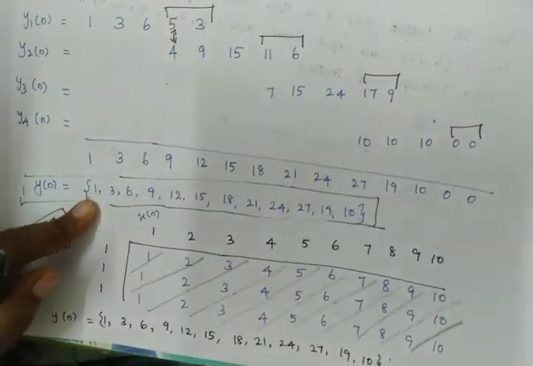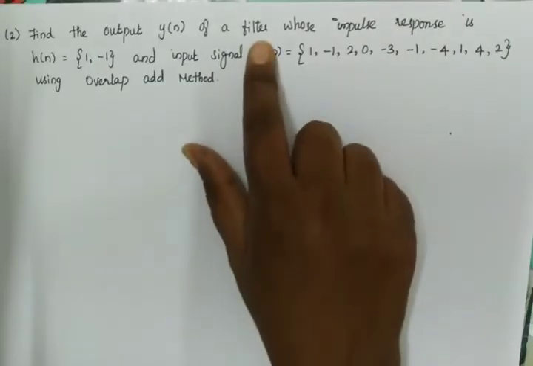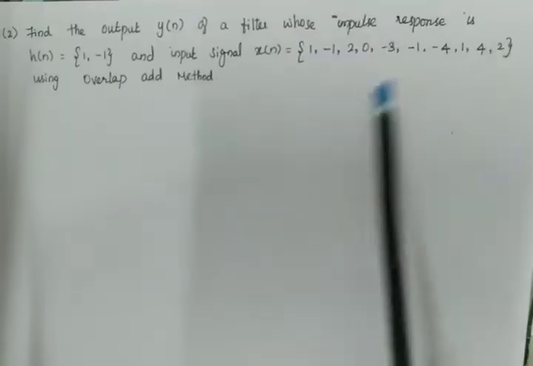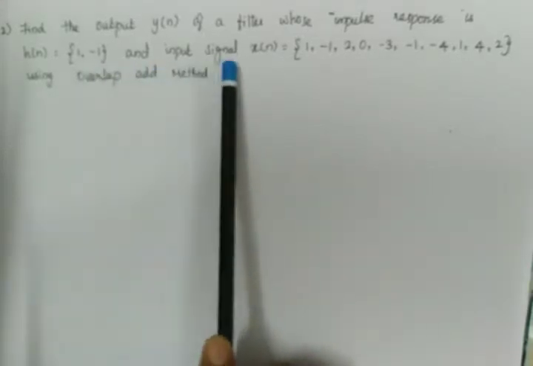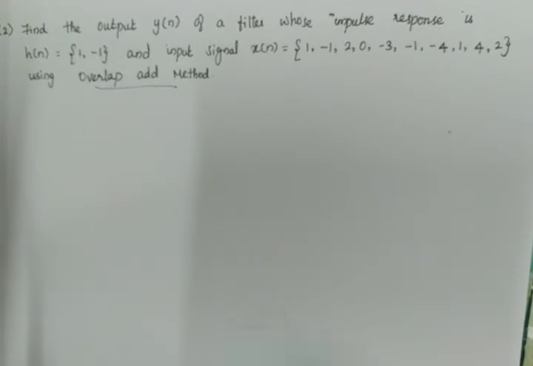Like this, we can solve another problem. Here we have to find the output y of n of a filter whose impulse response h of n is equal to 1 minus 1 and the input signal x of n is equal to this sequence, using the overlap add method. So what they have given is using this overlap add method. We already know the procedure, so now we can straightaway solve this problem.